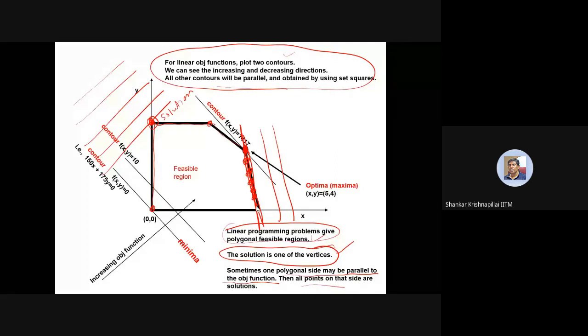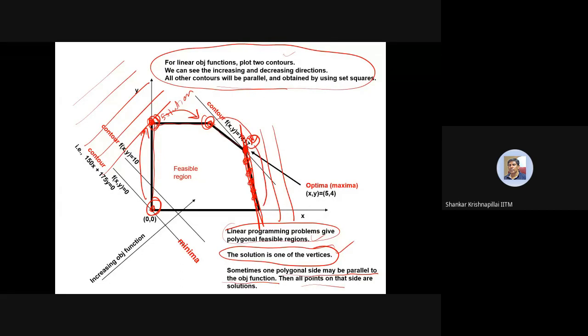When you do the simplex method in linear programming, first you start with 0, 0, and then you try various vertices. Then you try this vertex, then this vertex, then this vertex, and then this vertex. So you successively substitute all these vertices in the objective function and find the maximum value. That is how the simplex method works.